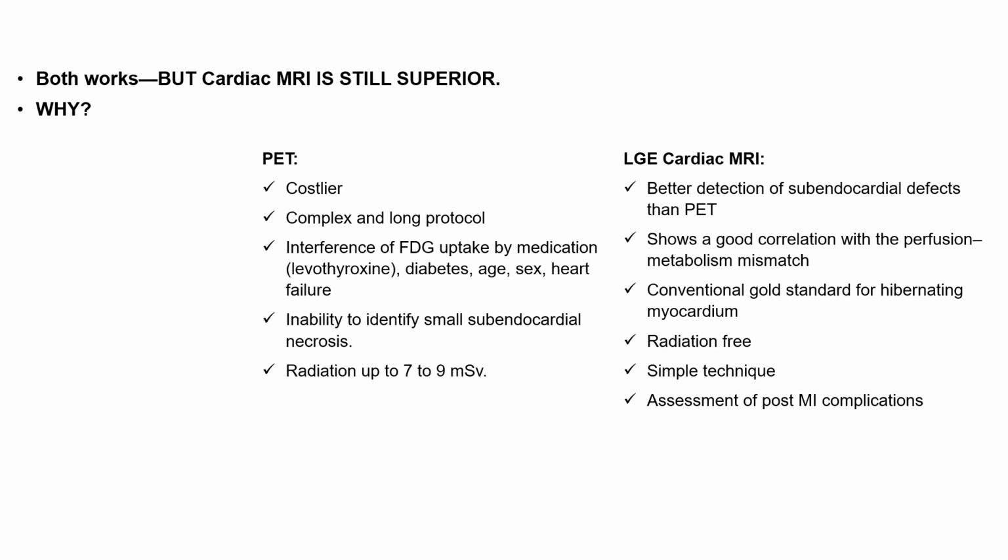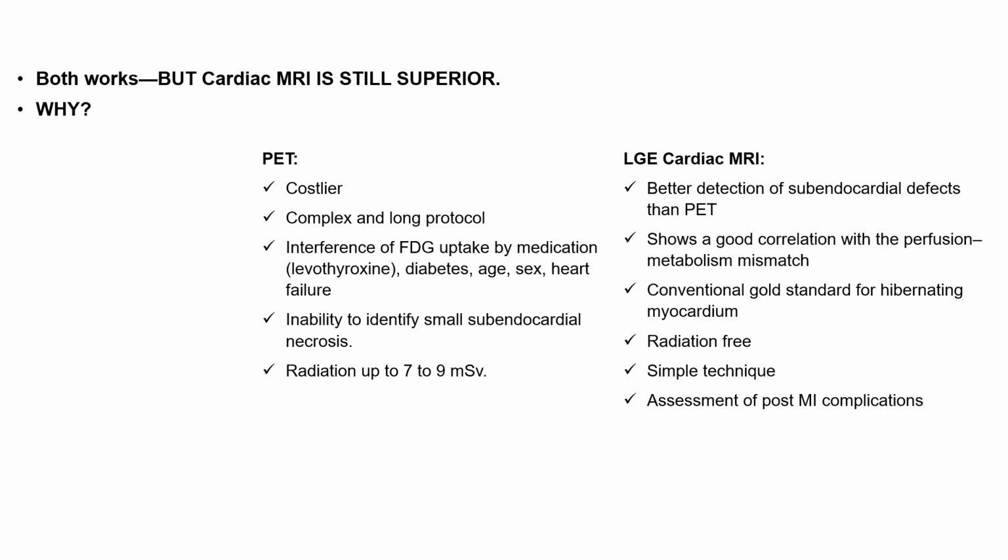Because PET is actually costlier. It has a complex and long protocol. There is interference of FDG uptake by medications such as levothyroxine, diabetes, age, sex, and heart failure. Then you will not be able to see the small subendocardial areas of necrosis, and it will still give you some radiation, up to 7 to 9 millisieverts.